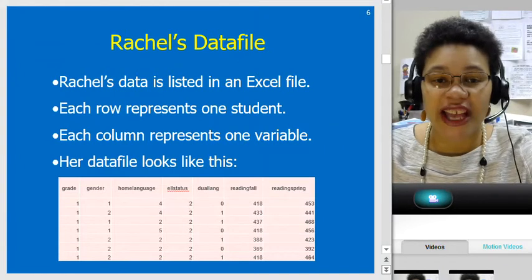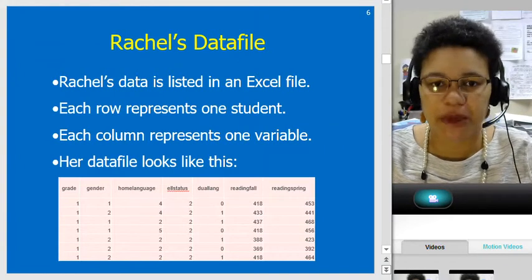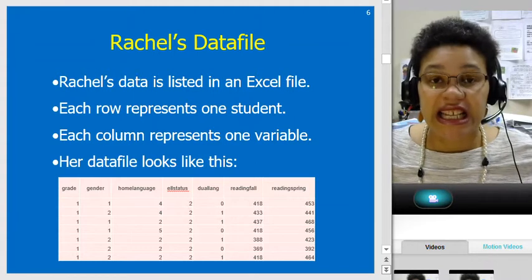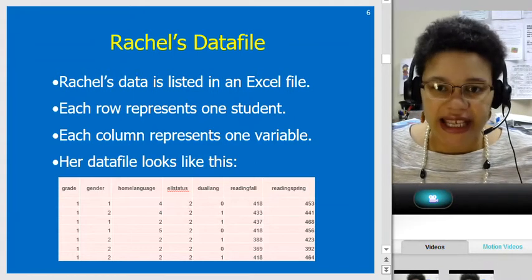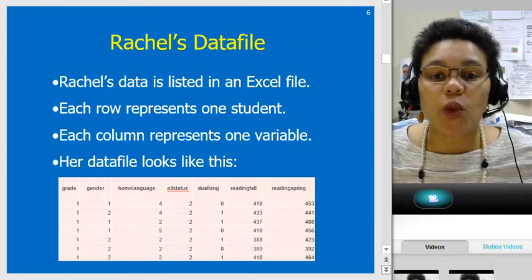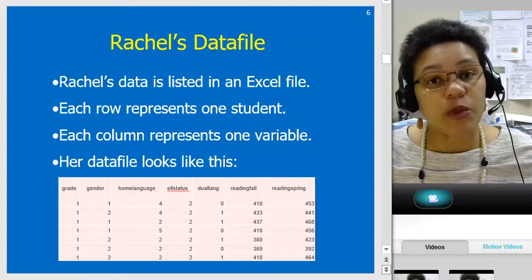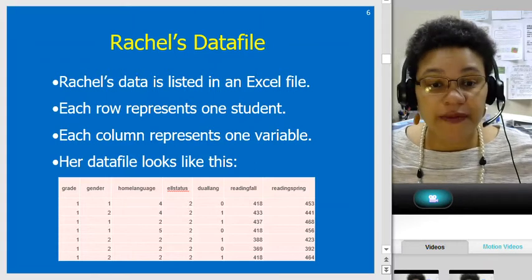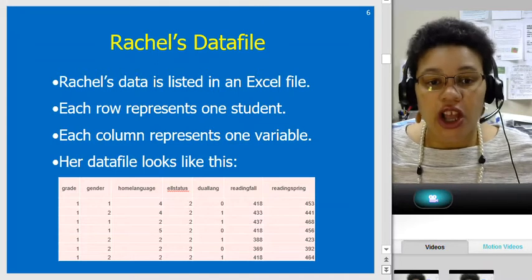Next slide. Okay, so let's talk about Rachel's data file. Her data is listed in an Excel file. That was the starting place. Each row represents one student and each column represents one variable. So her data file looks like this example here.